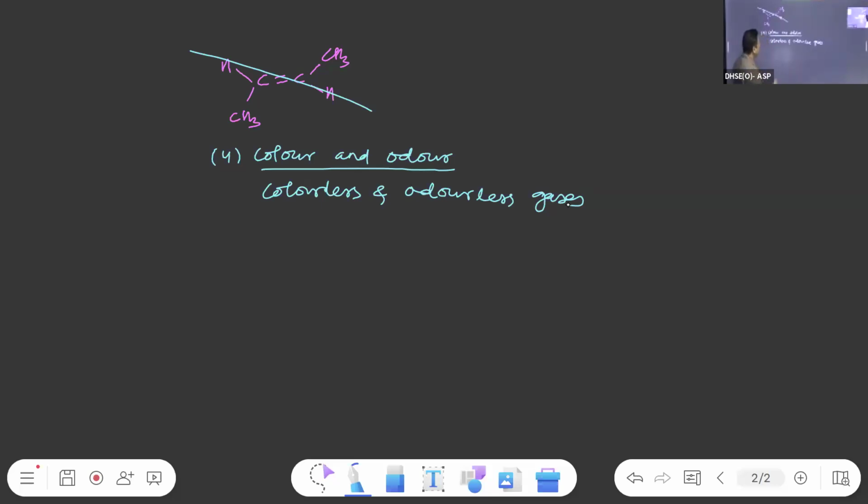Now it is due to the presence of mercaptans. Mercaptan means sulfur containing compounds. It is due to the presence of mercaptans.